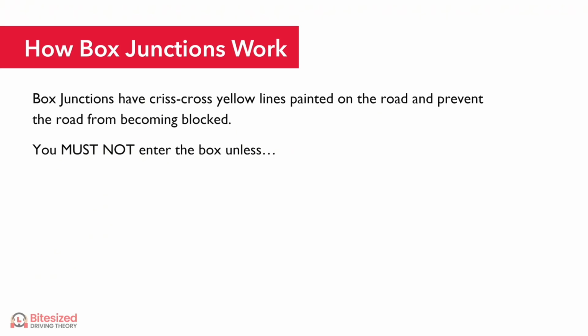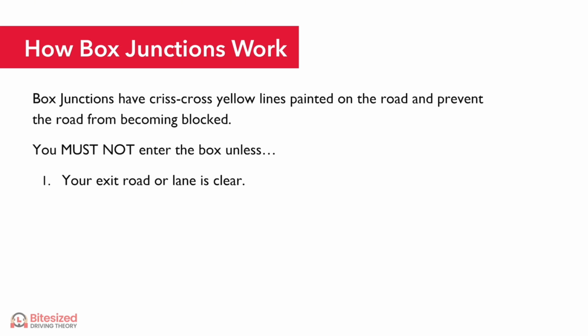There's only two conditions in which you should enter a box junction, and there's only one condition that you should stop in them. So the first condition is that your road or lane is clear. If you're going across the box junction and you're going to pass over it completely without stopping, of course you can enter it because you're not stopping on it.